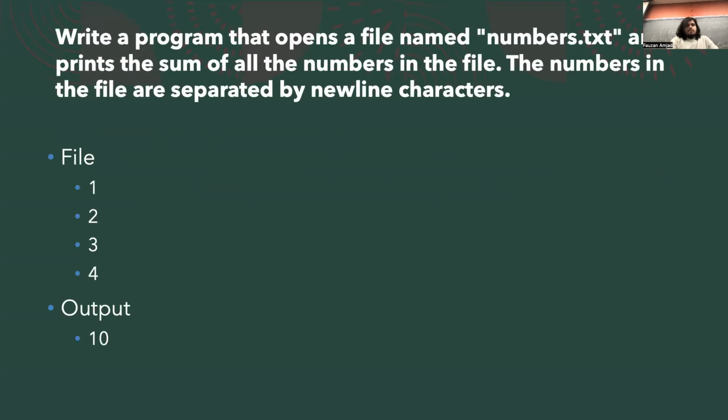Okay, so it says here, write a program that opens a file named numbers.txt and prints the sum of all the numbers in the file. The numbers in the file are separated by newline characters. So it has a file with 1, 2, 3, 4, and basically what I'm trying to do here is add up those values to output the value 10.